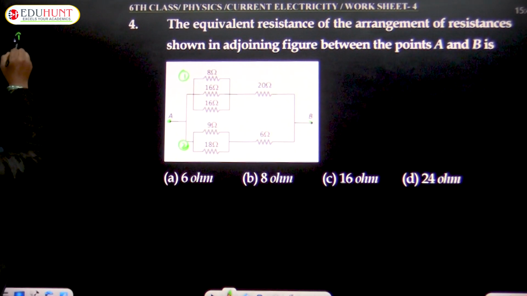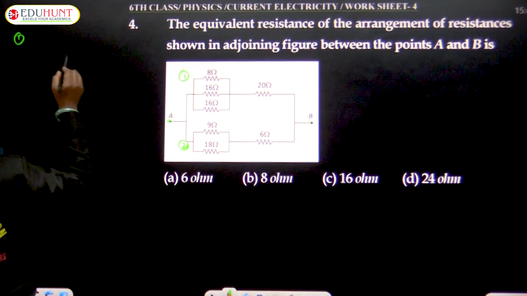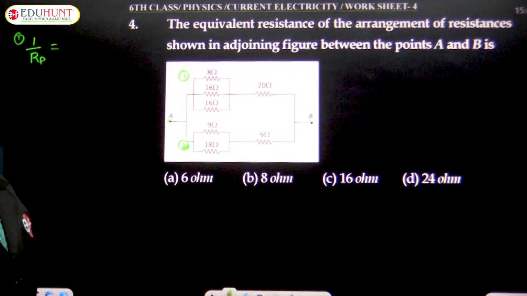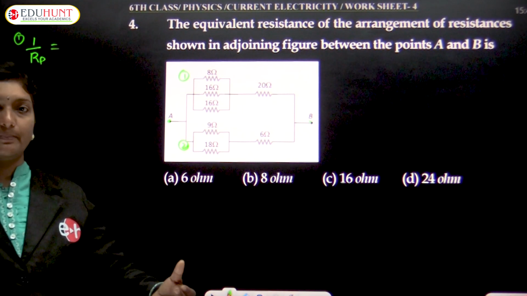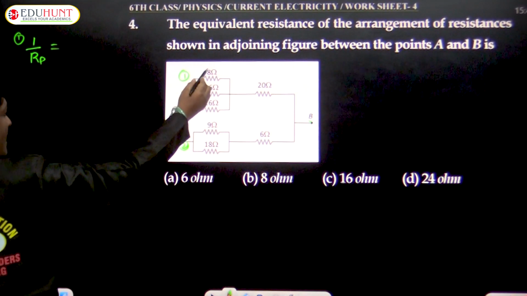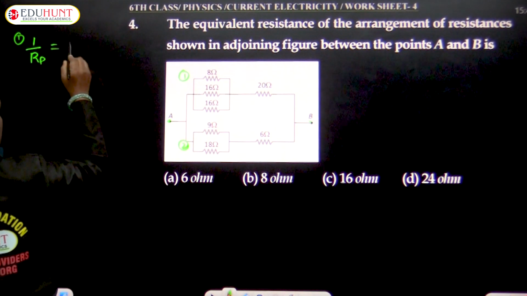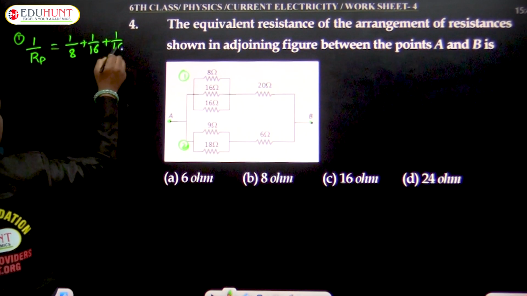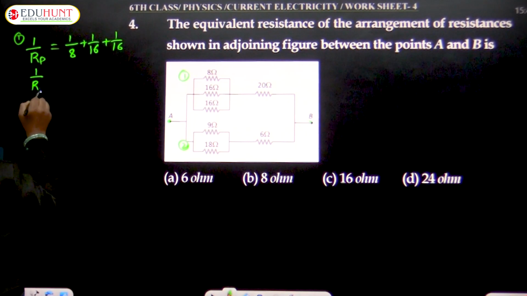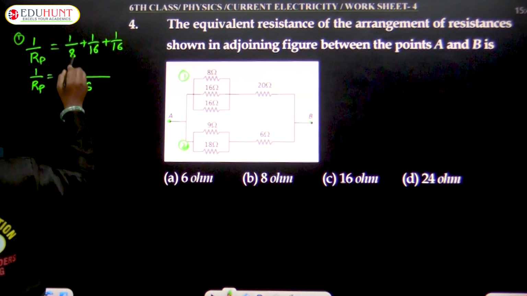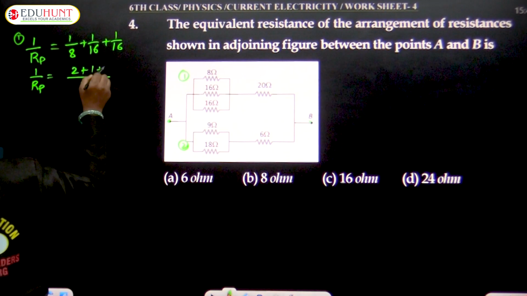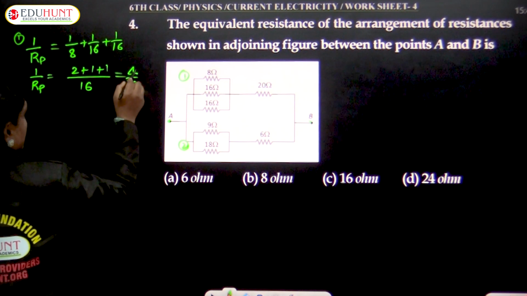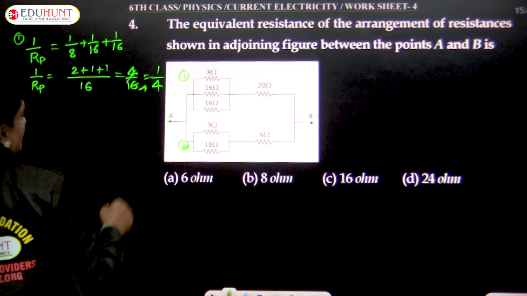So solving for the first one, as the three are connected in parallel, we have to use the formula of parallel combination. 1 by Rp is equal to 1 by R1 plus 1 by R2 plus 1 by R3, where R1, R2, R3 are 8, 16 and 16 respectively. 1 by 8, 1 by 16 and 1 by 16. So 1 by Rp is found to be, LCM is 16, 8 goes 2 times, 16 goes 1 time and again 16 goes 1 time. So this is found to be 4 by 16 or 1 by 4.